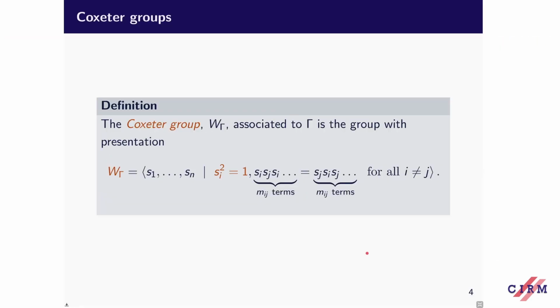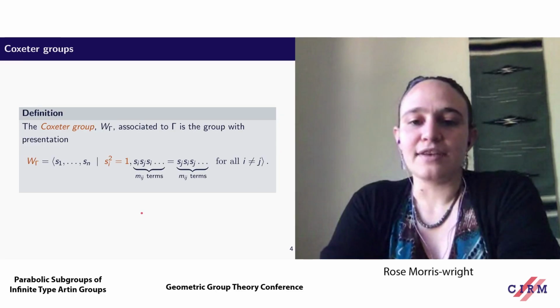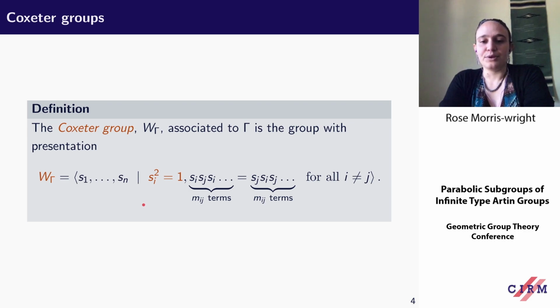Artin groups are very closely related to this other kind of group called Coxeter groups. And Coxeter groups are defined in the same way. You start with a graph, and you get all of the same generators and relations as with the Artin group. But I'm adding this other relation right here, which is that all of the generators have order 2. And in many ways, Coxeter groups are more well-studied than Artin groups. They're sort of the more familiar version.